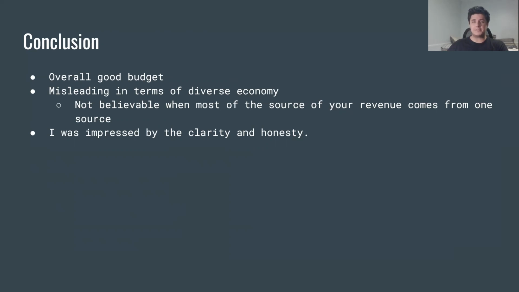Obviously, a lot was from sales tax. And as you can tell by demographics, they have a high owner-occupied housing rate, so that's where a lot of the revenue comes from. I was also a little bit impressed by the clarity and the honesty of the budget. So this concludes my review of the budget for the city of Huntington Beach, California.